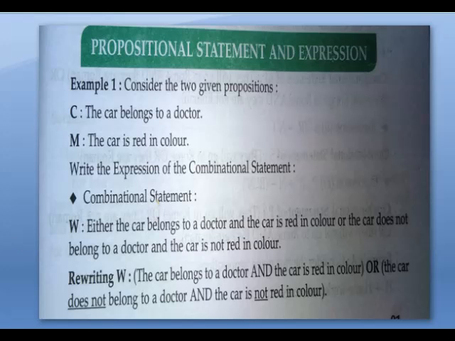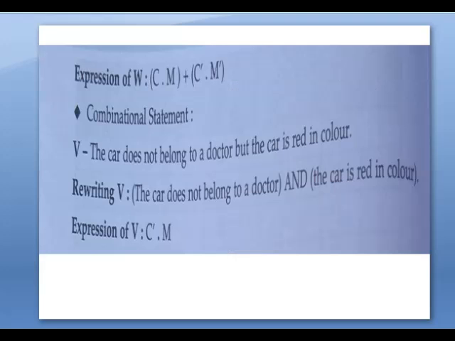The next one, the expression is like this: C dot M plus C dash dot M dash. C means the car belongs to the doctor. M means the car is red in color. Here the dot means and. Plus means or. C dash means the car does not belong to a doctor, and the dot means and M dash means the car is not red in color. Okay, so that is the combinational statement.